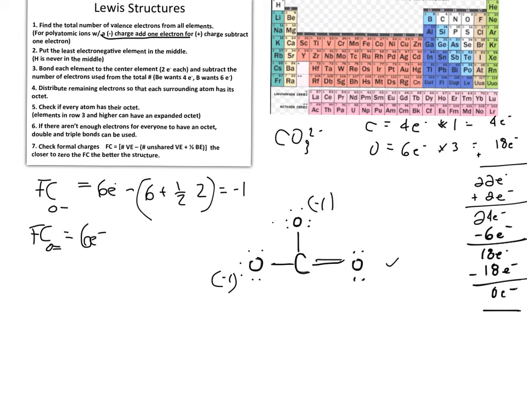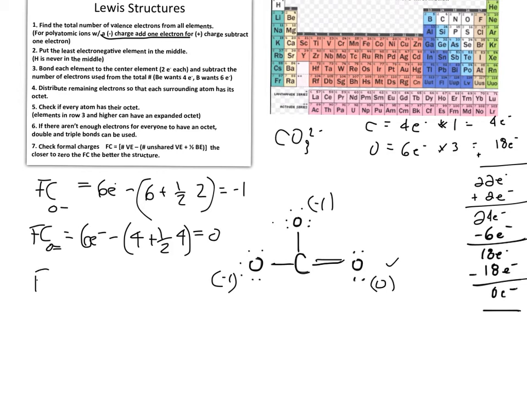We have 6 electrons minus, in this case, 1, 2, 3, 4 unbonded electrons. So we're going to put 4 unshared valence electrons, plus half of our bonded electrons, and in this case we have 2 bonds. Each bond has 2 electrons, so that's going to give us a total of 4 electrons there. So 6 minus 4 plus half of 4 gives us 0. So our formal charge on the oxygen over here is 0.